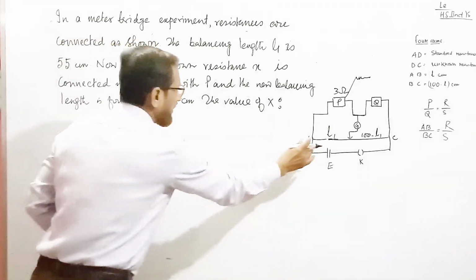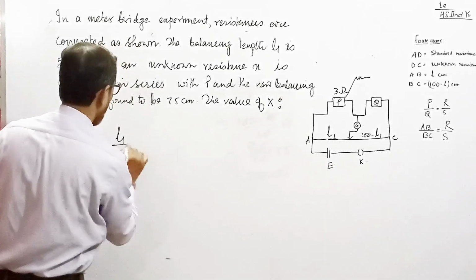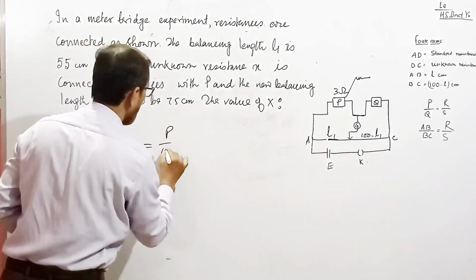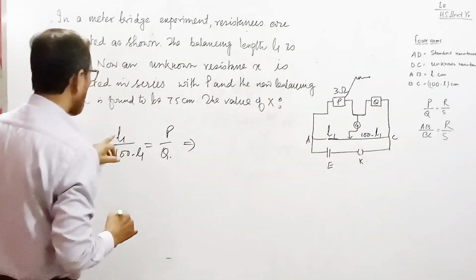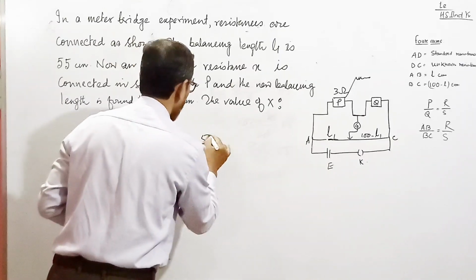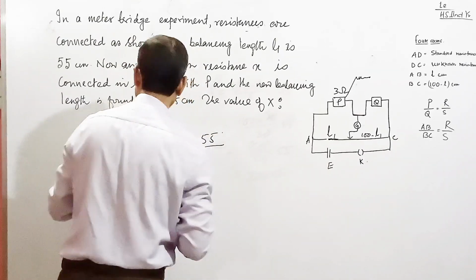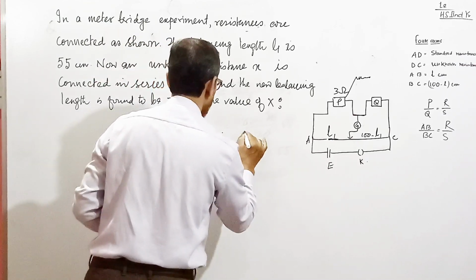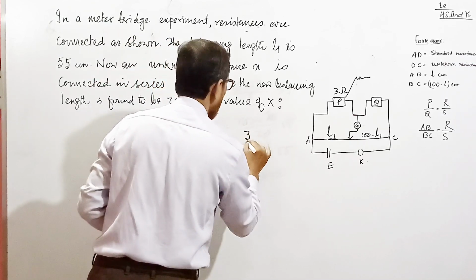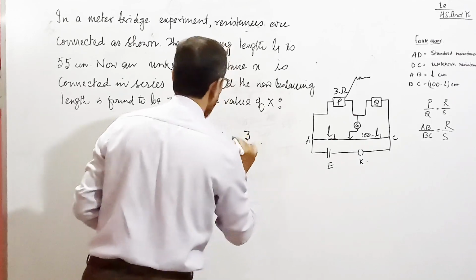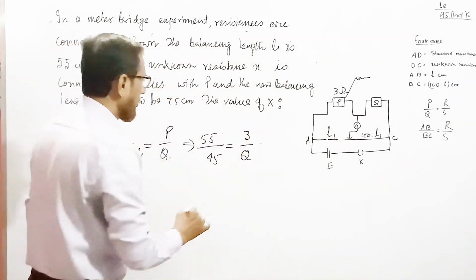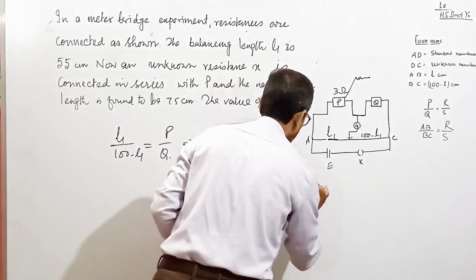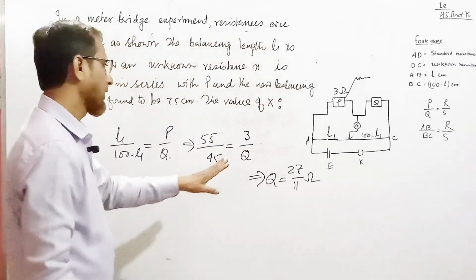L1 divided by 100 minus L1 is equal to P by Q. Now, if you put the value L1 equal to 55, then 100 minus 55 means 45, and this is P. P means 3 and Q is not known to us. So on solving this, Q is 27 by 11 ohm.